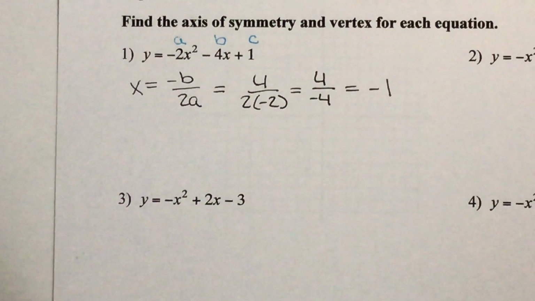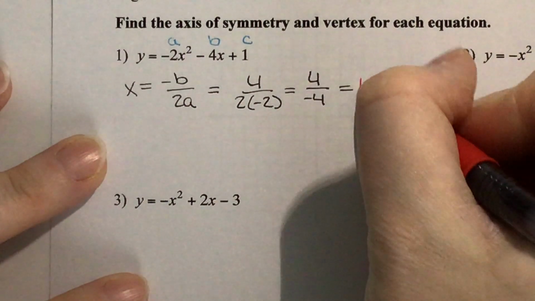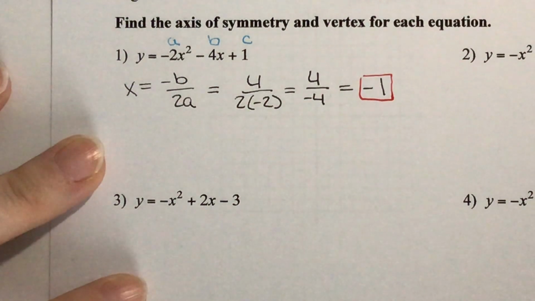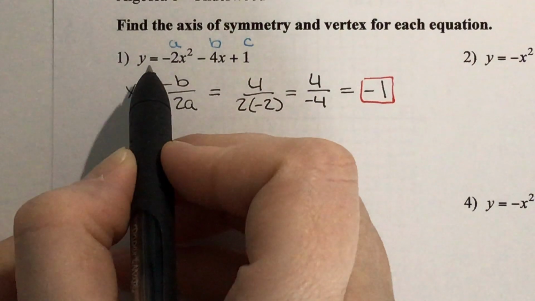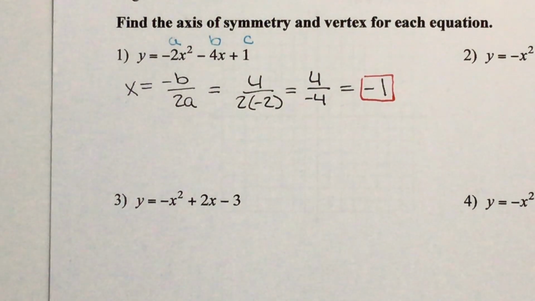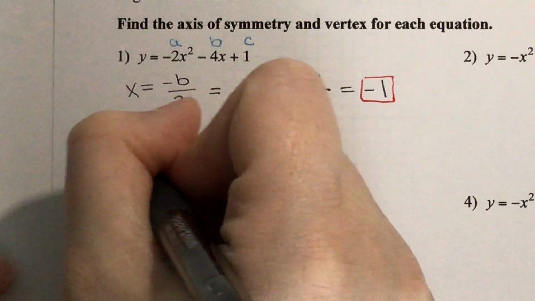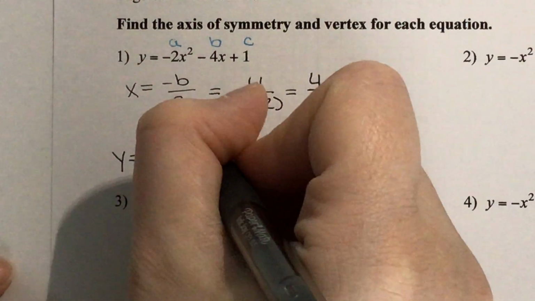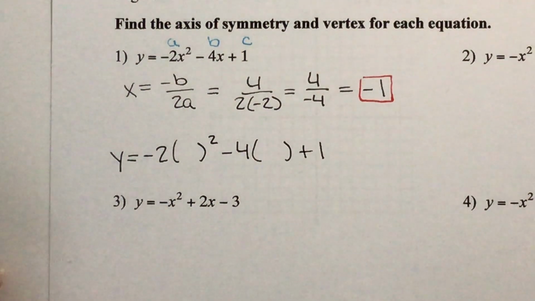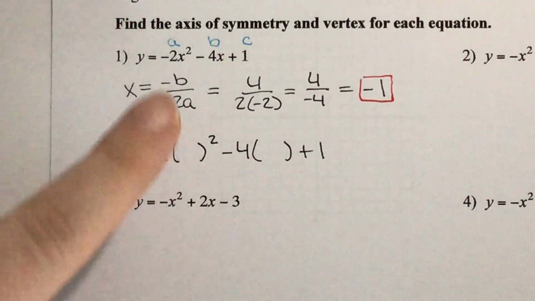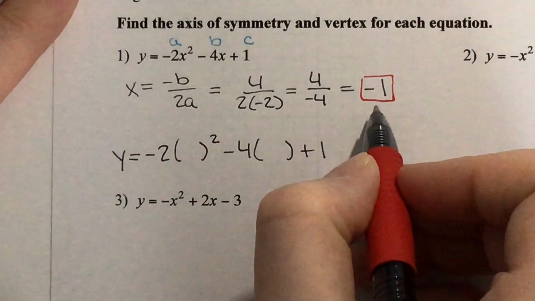To find my vertex, this number is only part of my vertex. It's only my x coordinate. I need a y coordinate. So I'm going to take this number and plug it back into here. Again, I'm going to rewrite this equation and just leave open parentheses wherever there's an x, and then go in and plug this number. So y equals negative 2x squared minus 4x plus 1. If you compare it, negative 2x squared, negative 4x plus 1. I'm going to go ahead and plug in a negative 1.